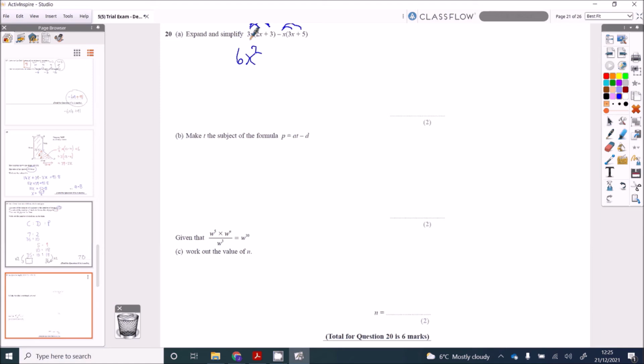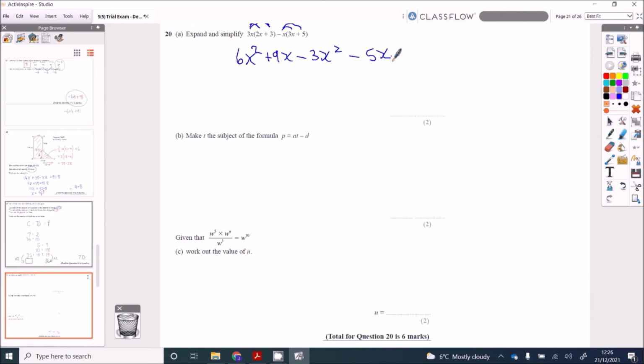Then our second claw, 3x times 3. So 3 times 3 times x, that's 9x. Claw number 3, minus x times 3x. Well, overall, we're going to get a minus here because it's a minus times a plus. And then x times 3 times x is the same as 3 times x squared, which is 3x squared. And claw number 4, minus x times 5 is minus 5x. So that's expanding, getting rid of the brackets.